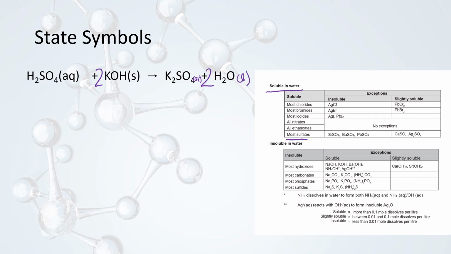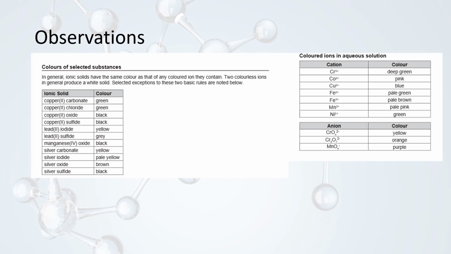Now if we want to check out the observations, we go here. So we're looking for what? Potassium hydroxide, which was a solid. I'm checking down my coloured ions. I start with my colours of selected solids, which is not on it, and then my coloured ions. So this is a white solid, and potassium sulfate is a colourless solution.